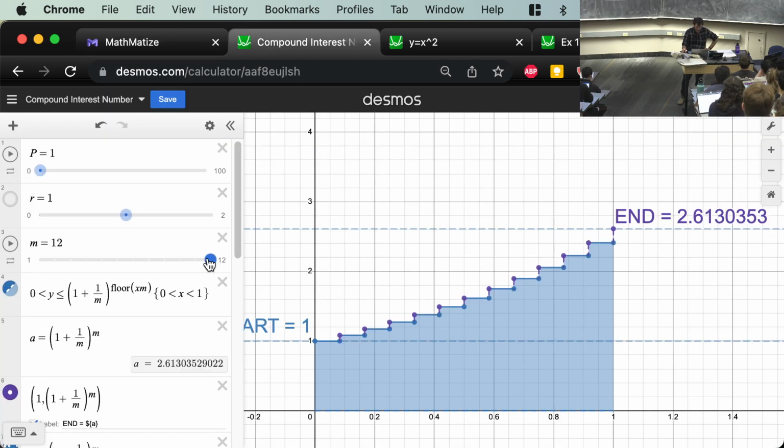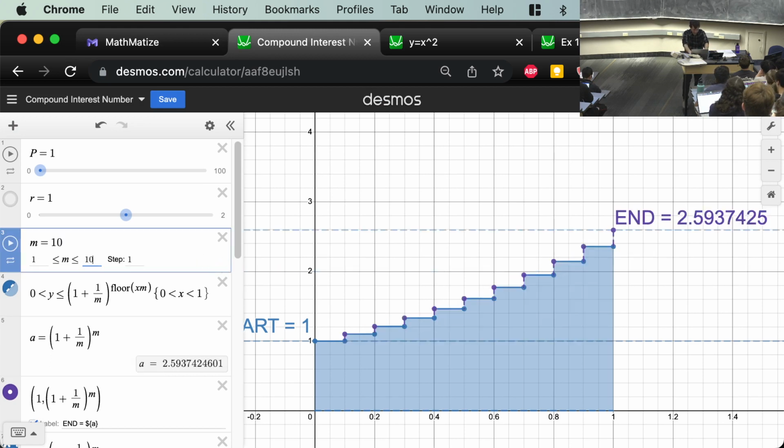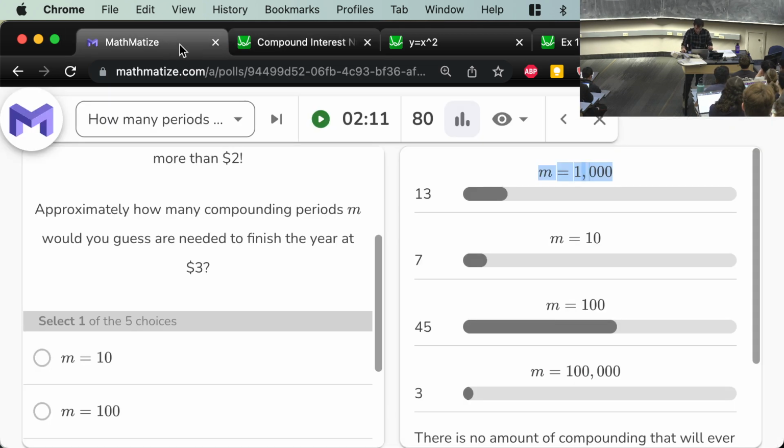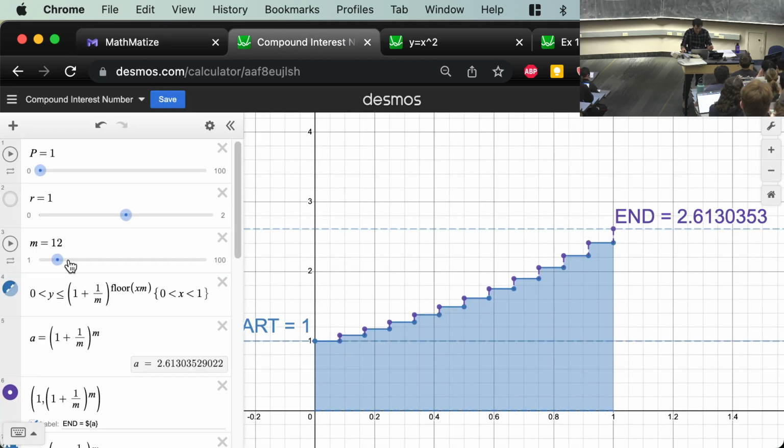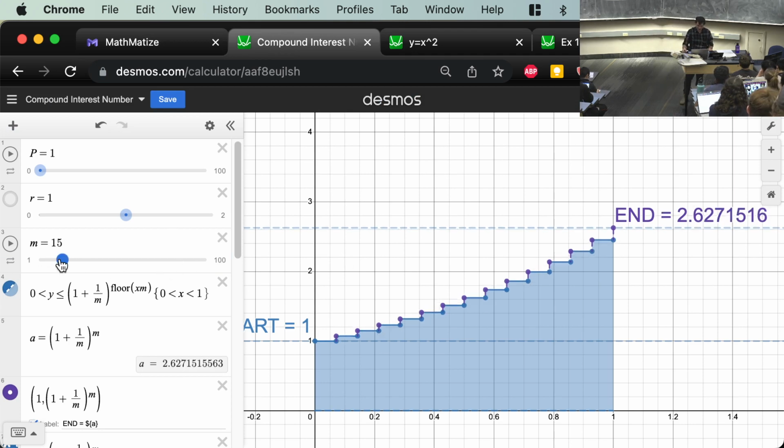So we can go into Desmos and we can say, let's see 100 first. Most people picked 100. Let's see if 100 is enough. So that would be like getting interest every 3 days, right? A year is 365 days. Twice a week, something like that is 100. So let's see what we get.